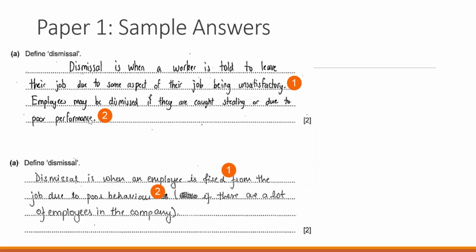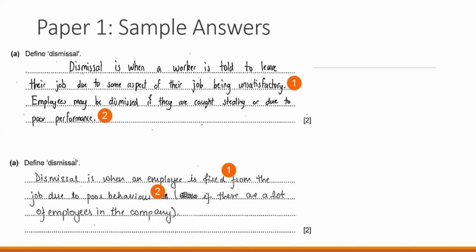Right? So this is definitely a more complete definition. We have 2 points. 1 point for the job being unsatisfactory, and it could be due to their behavior, poor performance. 2 points are there because the definition was not very exact.